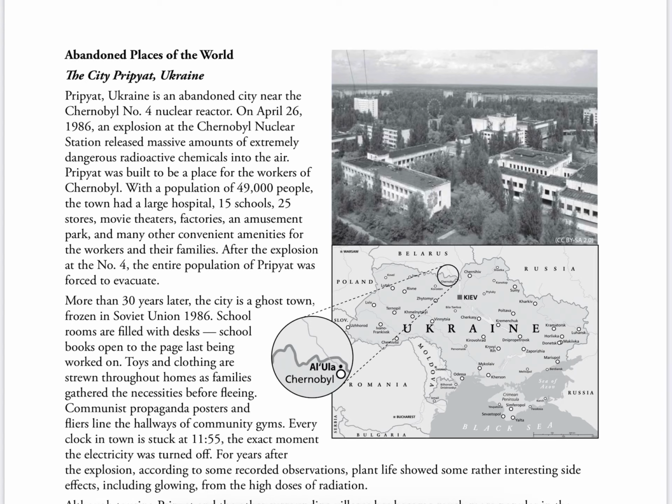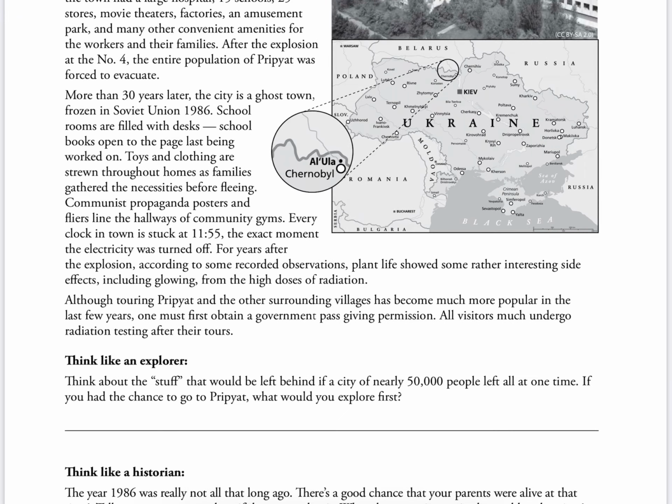Pripyat was built to be a place for the workers of Chernobyl. With a population of 49,000 people, the town had a large hospital, 15 schools, 25 stores, movie theaters, factories, an amusement park, and many other convenient amenities for workers and their families. After the explosion at the number 4, the entire population of Pripyat was forced to evacuate. More than 30 years later, the city is a ghost town. Frozen in Soviet Union 1986. School books open to the page last being worked on. Toys and clothing are strewn throughout homes as families gathered the necessities before fleeing.